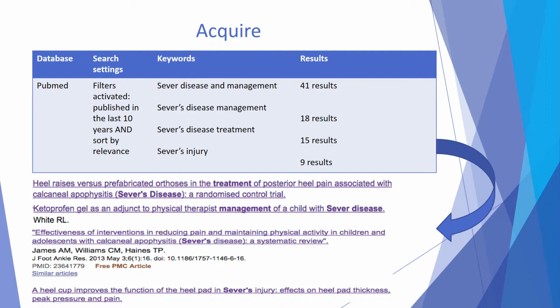Whilst exploring PubMed, we activated 2 filters including published in the last 10 years and sort by relevance. We used similar search terms as previously mentioned, and that yielded a low and specific amount of results. We found 4 useful articles.